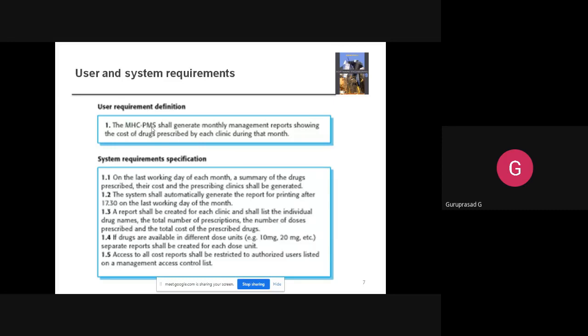You can see the slide there. I hope you can see the screen. If it is not visible, please tell me. Otherwise I assume that you are able to see the screen.